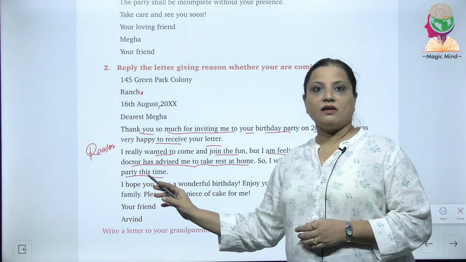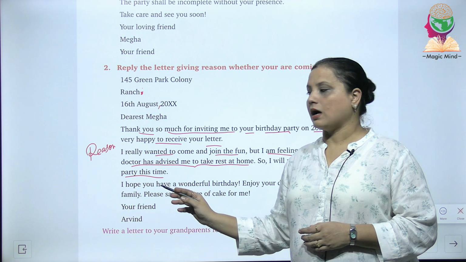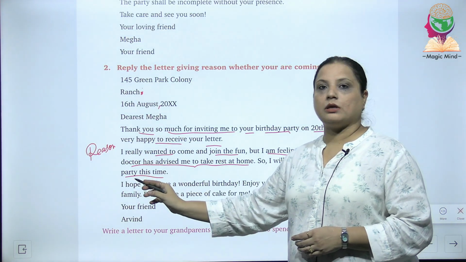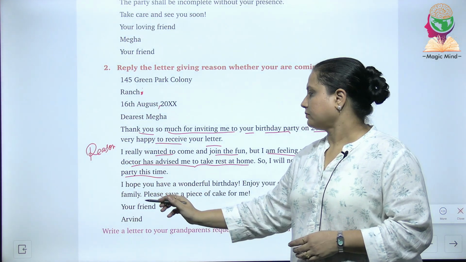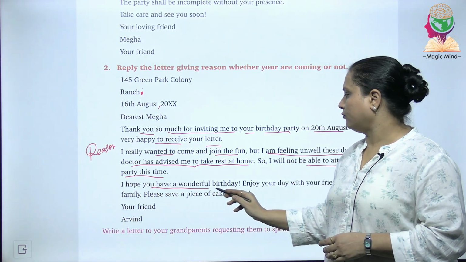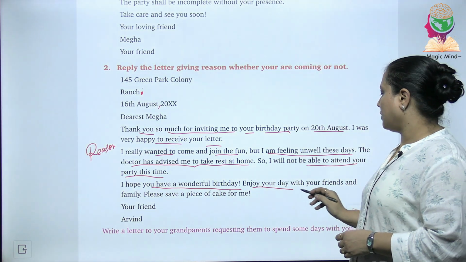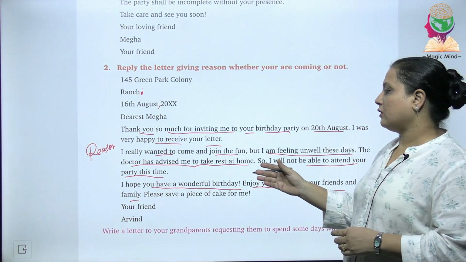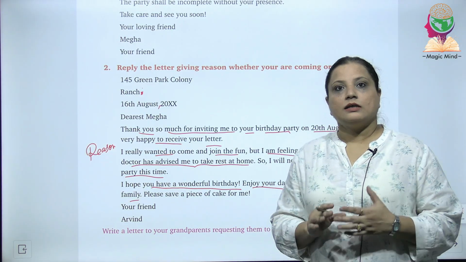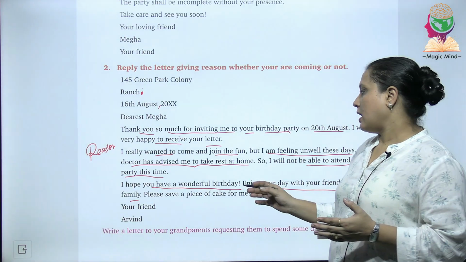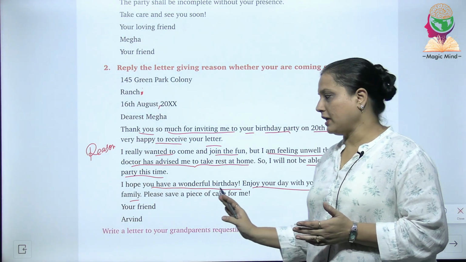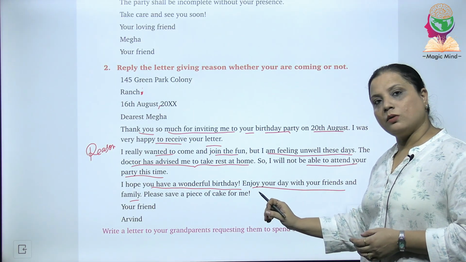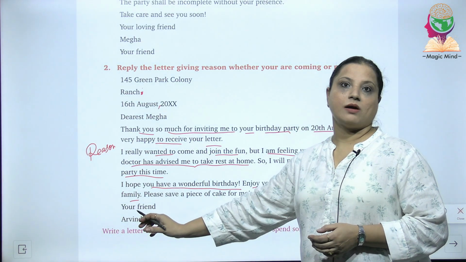Now this is the reply which Arvind is giving to Megha, that hence he will not be able to attend the birthday party this time. I hope you have a wonderful birthday. Enjoy your day with your friends and family. Now here Arvind is hoping that his friend Megha has a wonderful birthday, and he is also saying to enjoy the day with friends and family.